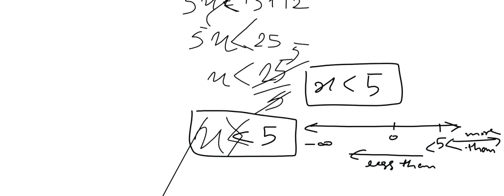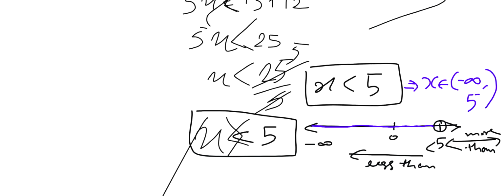And here the equal sign is not there, so we put a bubble, a hollow circle, and we color the line thick. This blue color shows you. And when you represent it as an interval, how will you represent it? X belongs to minus infinity to 5, an open interval.